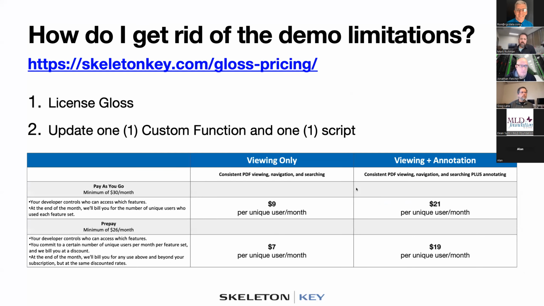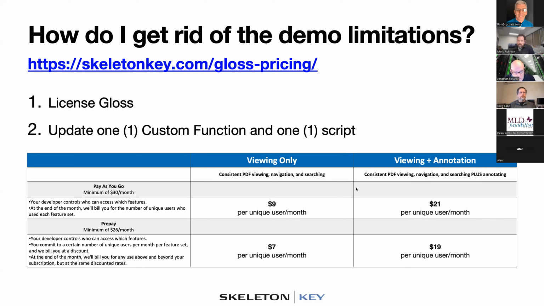If you like what you see in the demo, you have the ability to go to the pricing page and get pricing. And so we have a pay-as-you-go or a prepay model. We have a viewing only and a viewing and annotation model. And in many ways, these are honor system models, because while we have logging, the functionality is the same, right? Like, we give you what you ask for, and then you decide how you're going to use it. And then we can review the logs to see how you used it.